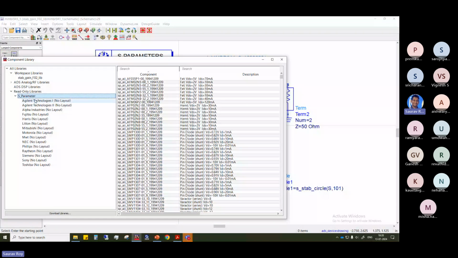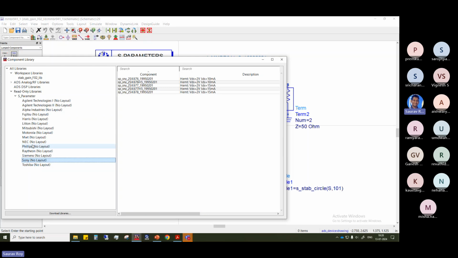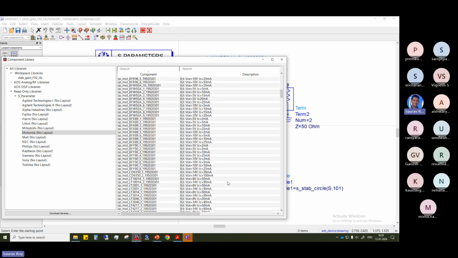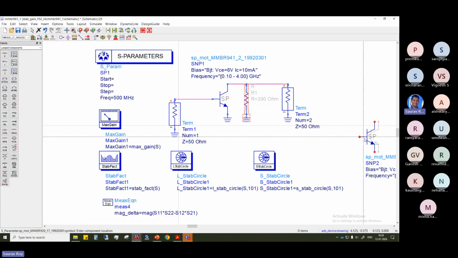Okay, so here you see there are a lot of options from multiple vendors. This one is Motorola. In all of them, they're mentioned for a particular bias. It's not for all of the bias conditions. For some particular bias condition, you get the model. You can just click and it will appear here, and bring it here.